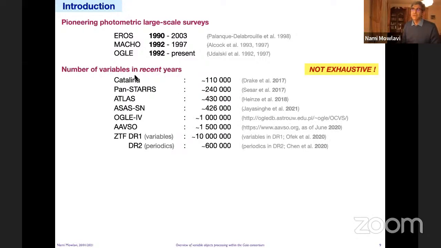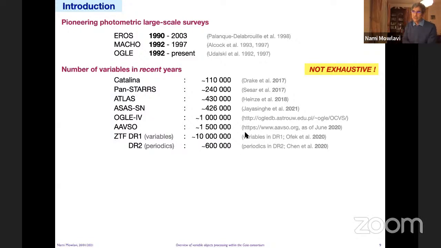And in recent years, in the number of variables that have been reached by the different surveys, and these are only the recent ones from the last few years, we reached hundreds of thousands of variables detected, almost 500,000, 1 million with OGLE-4, ASAS-SN with amateur astronomers, they record as a whole 1.5 million, and ZTF reached 10 million stars, and so on.